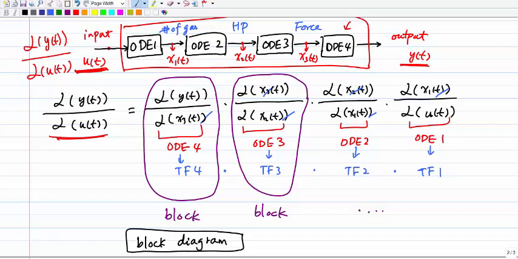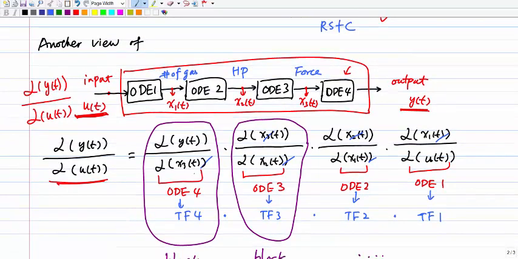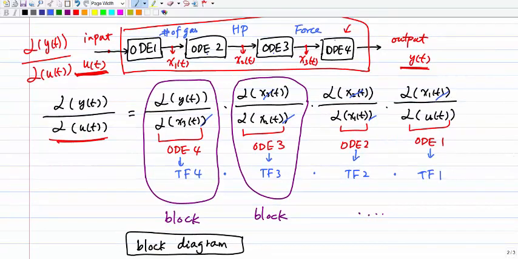Okay. So basically, we need to figure out a transfer function for the first one, this one, this one, this one individually. You can consider each of these as an individual block: transfer function 4, transfer function 3, transfer function 2, transfer function 1. So this is called a block. As long as you can do each block individually, you just need to do the product of the 4, and you get the transfer function from input to output.